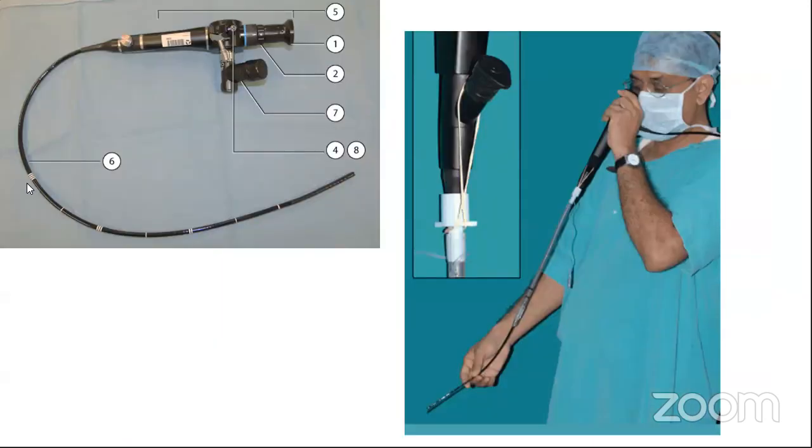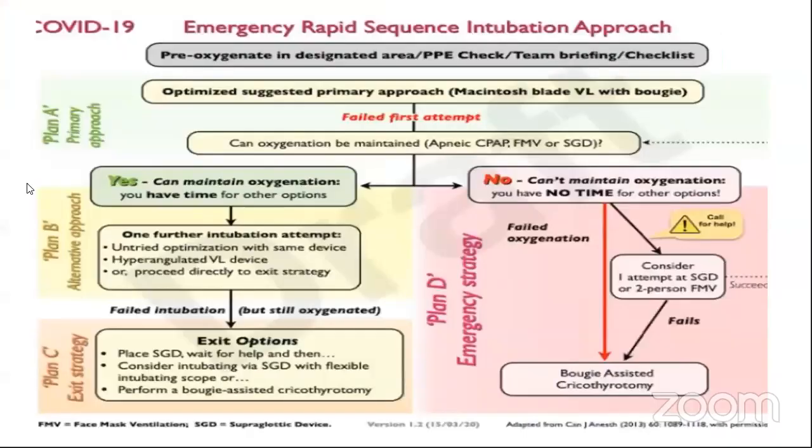Now I'm going to move to something that relates to the situation we are in. This is the emergency rapid sequence intubation approach devised for intubating a COVID patient. Now, what is so special about a COVID patient with regards to intubation? The airway of a patient with COVID is not in any way different than a normal patient. But the issue here is two important points.